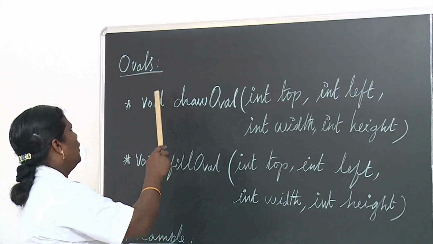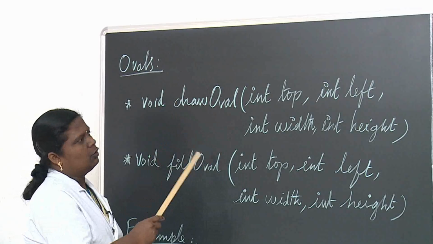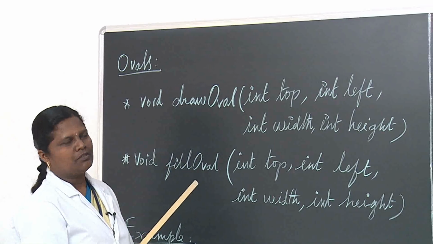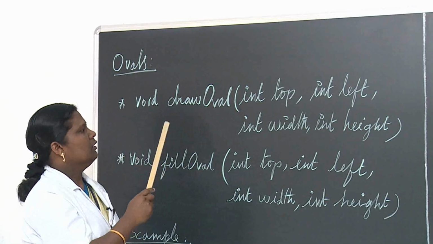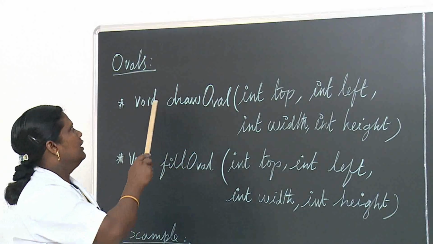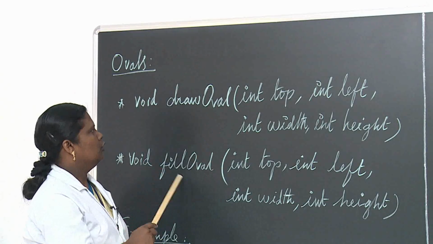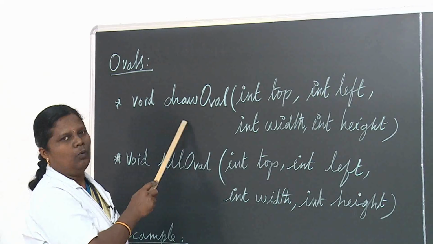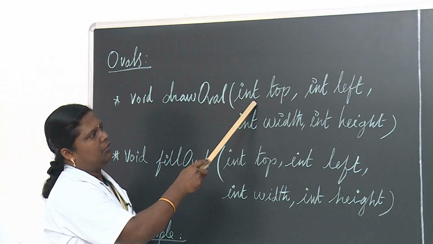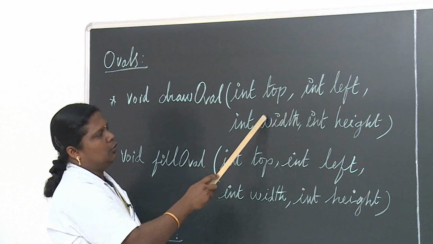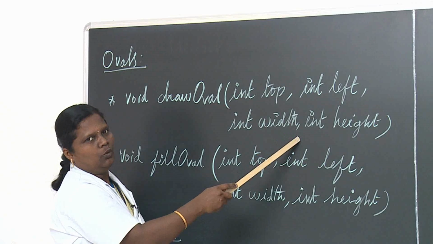Next, the ovals. In order to draw a circle or ellipse, we can use the object like ovals. Using this, we can draw the images over the frame. This oval includes the following two functions, such as draw oval with four parameters: top of the frame and left, and then two parameters, width and height of the oval.